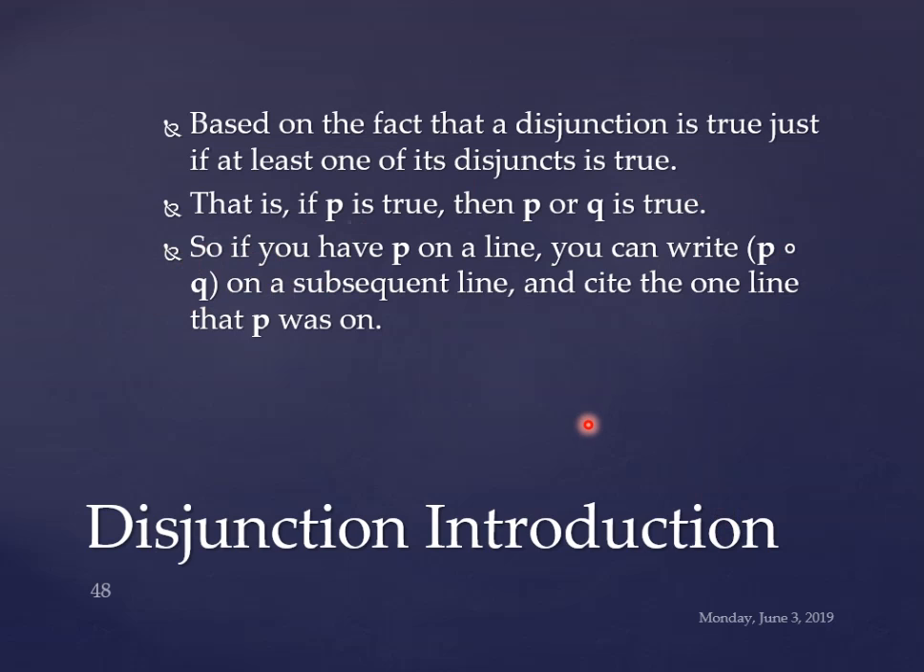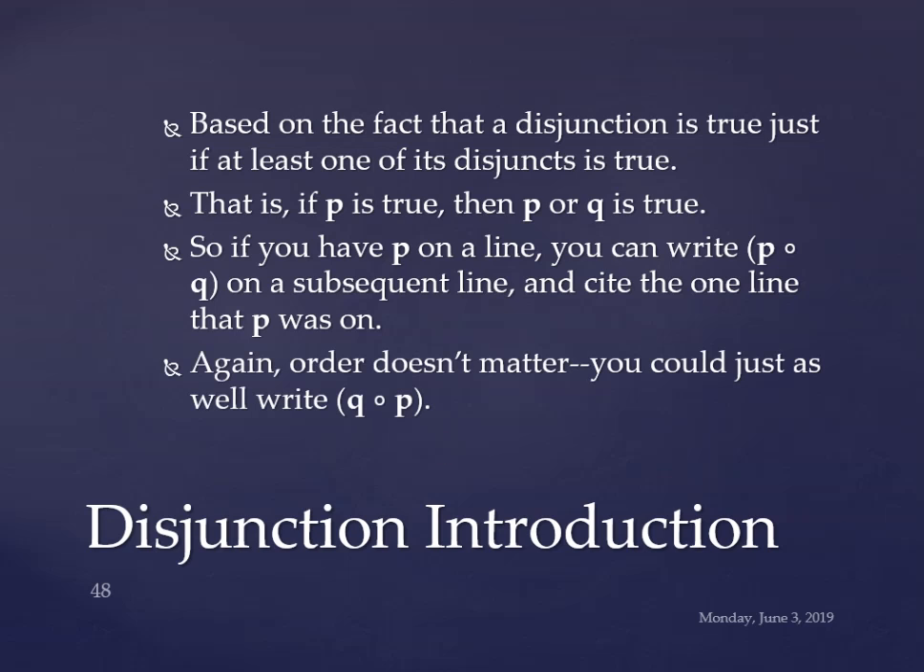It's a creative project. You just say, okay, I want Q, and so I'm just going to introduce it off of P. That's part of the creative project. You don't pull Q from anywhere else. It's not like conjunctions where you have to have the two components and stick them together. You actually just introduce it. Again, order does not really matter. You could just as well write Q or P. So if you have P on a line, you could write Q or P.